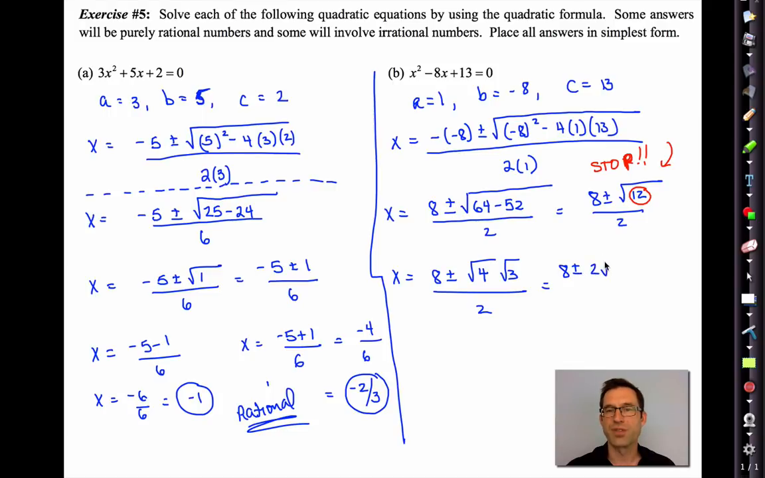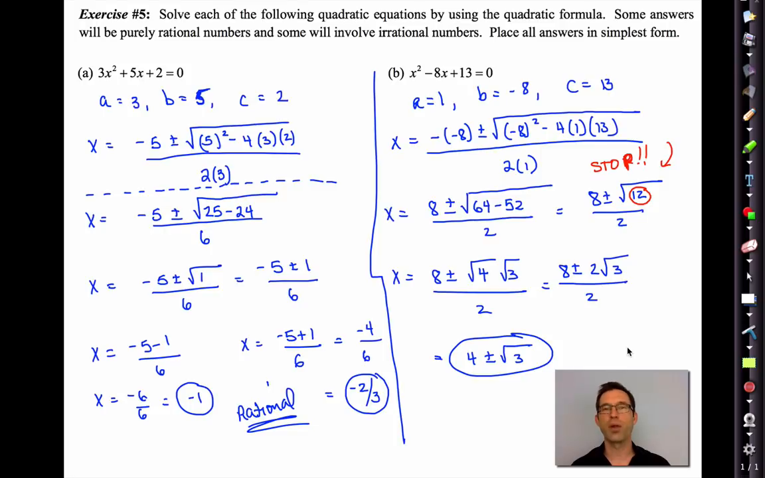Then radical 4 is 2. And now I can distribute. 8 divided by 2 is 4. 2 divided by 2 is 1. So those are my final simplified answers: 4 plus or minus the square root of 3. Simple enough. Pause the video now, write down anything you need to.